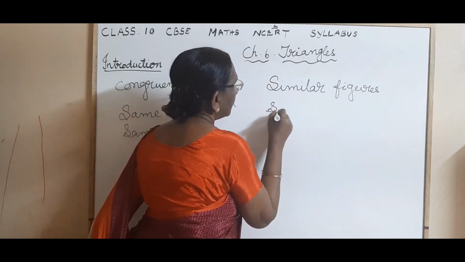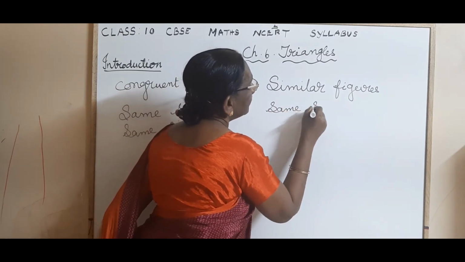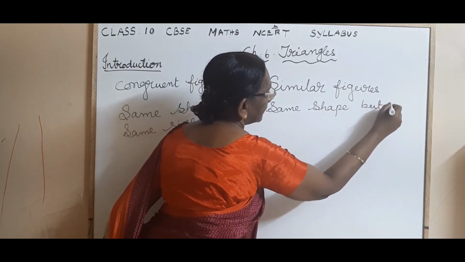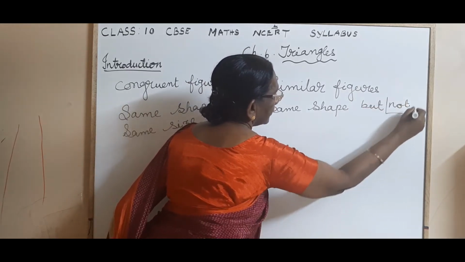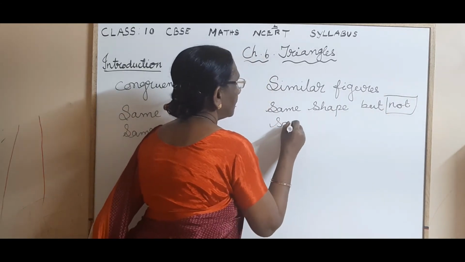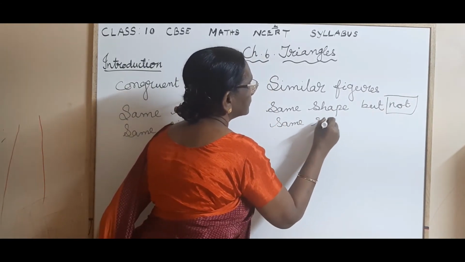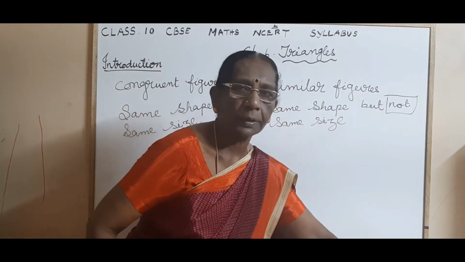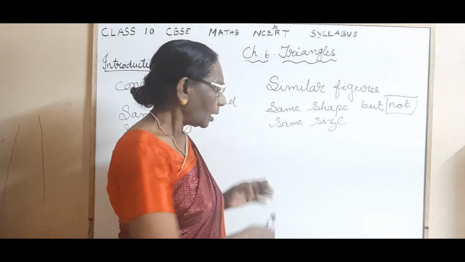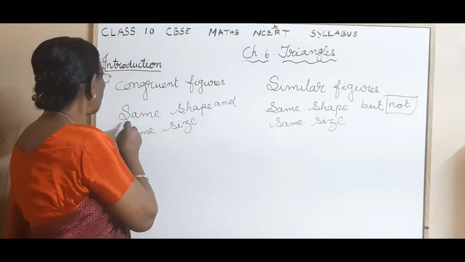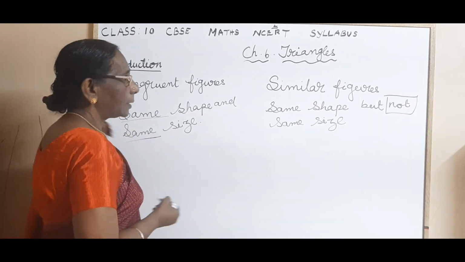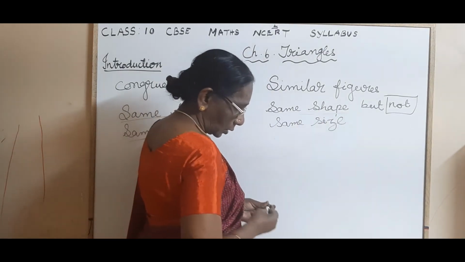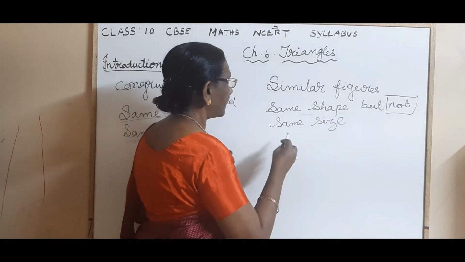They have same shape, but not same size. So have you understood the difference between the congruent figures and the similar figures? Congruent figures have same shape and size, but similar figures, they have same shape but not size.